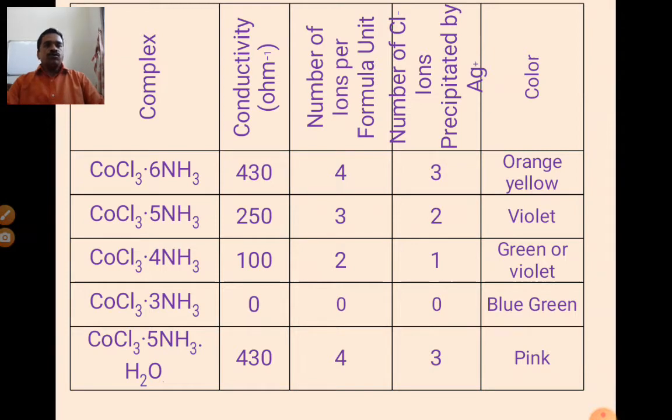The fourth complex was blue-green in color. Its solution does not conduct current, indicating that there are no ions. Further, on treatment with silver nitrate, no chloride is precipitated, which indicates that there is only a coordination pair, and there are no ionizable ions. The fifth complex was pink in color. Its molar conductance indicates 4 ions and 3 chlorides were precipitated by silver nitrate.